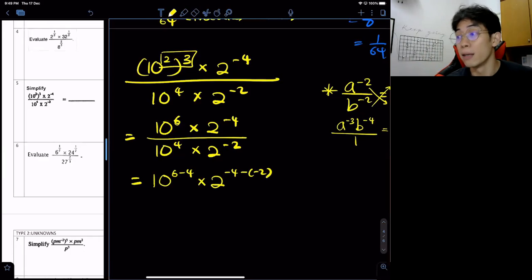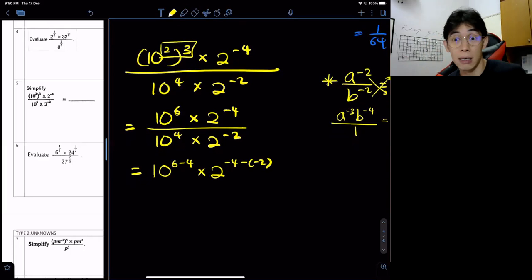Got it? Yes, Jared, you're right. The last bit, same base, because we already achieved same base.